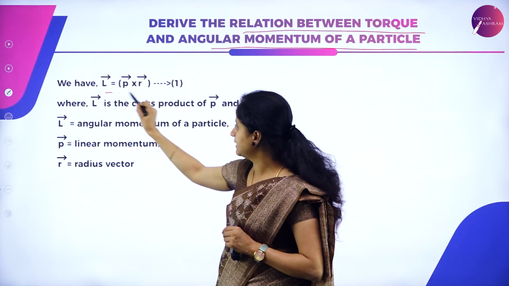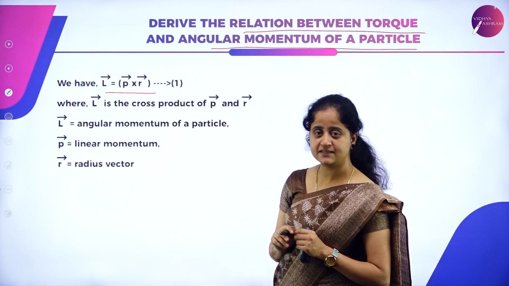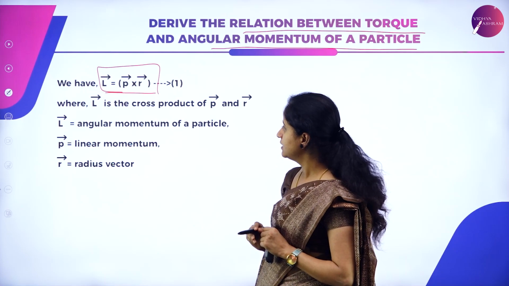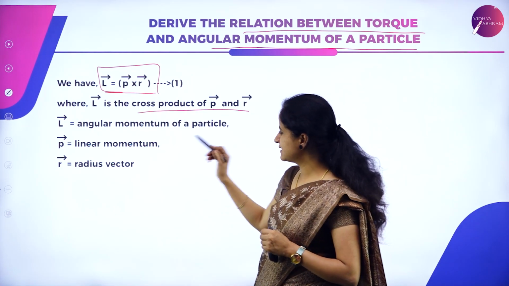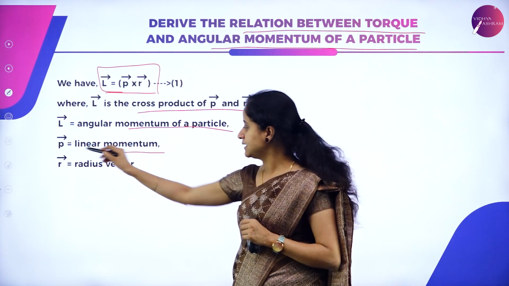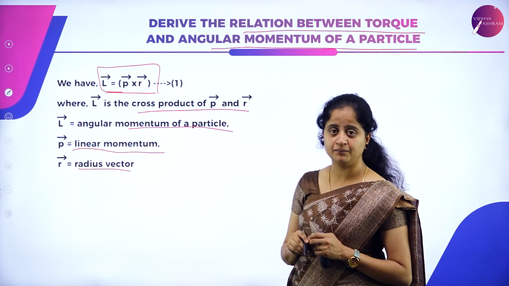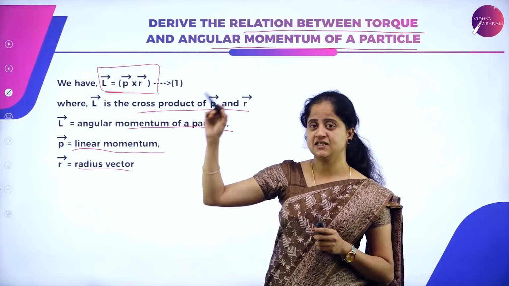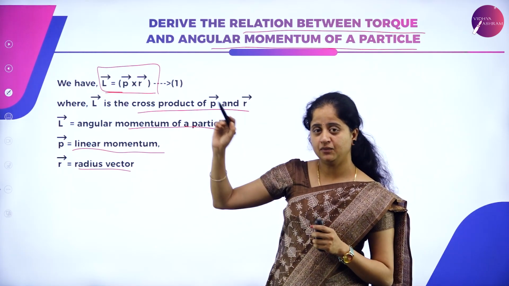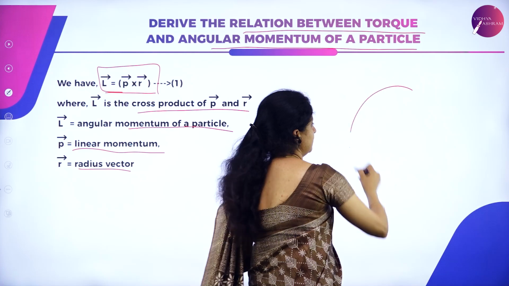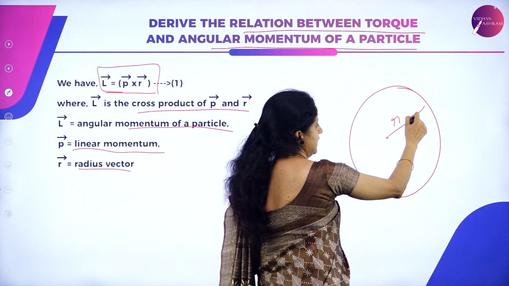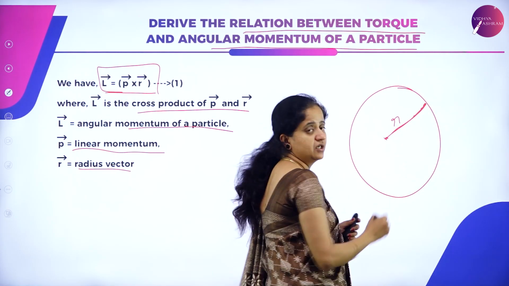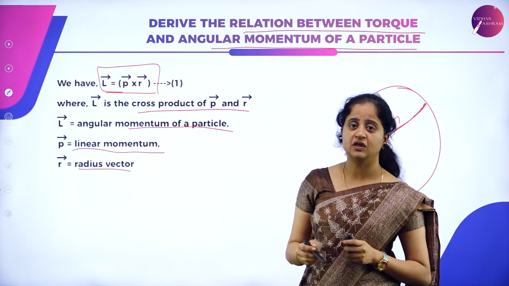Angular momentum is nothing but the product of linear momentum and the perpendicular distance between the object and the axis of rotation, and it is given by L is equal to P into R, where L is the cross product of R and P, which is the angular momentum of a particle, P is the linear momentum and R is the radius vector. If the body is moving in a circular orbit, in rotational motion, it will be changing its position from one point to another while keeping one axis of rotation. This distance I take as R, the radius, the perpendicular distance between the body and the axis of rotation. So it is given by L is equal to P into R.